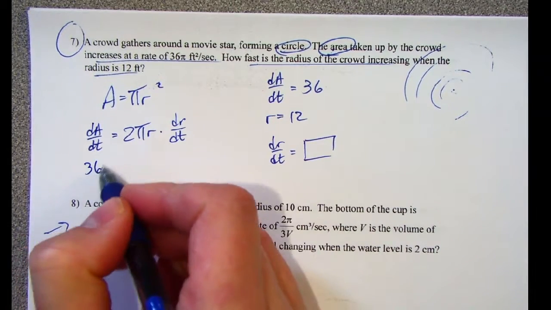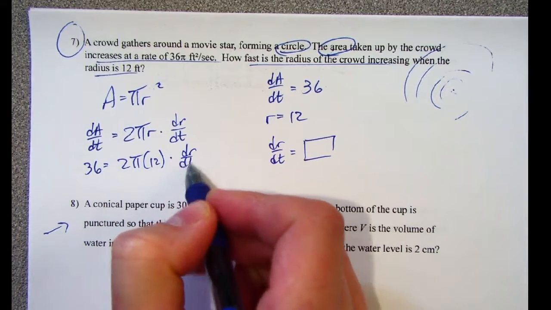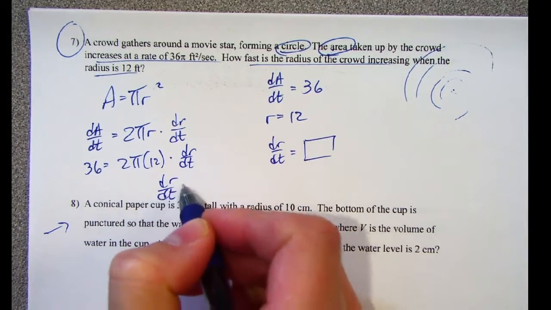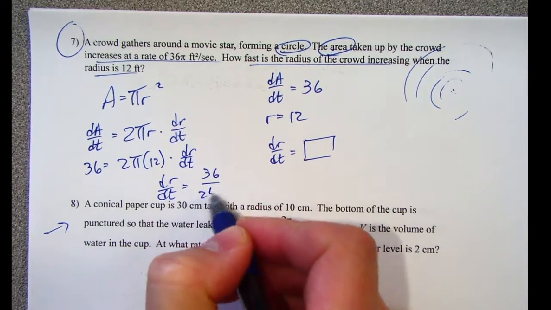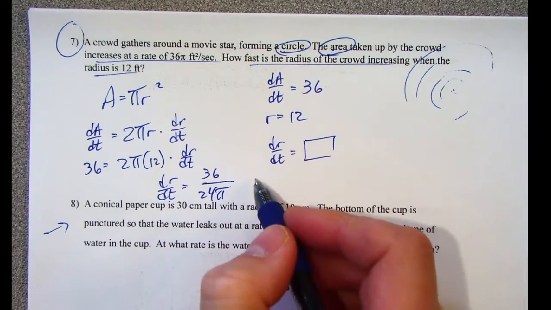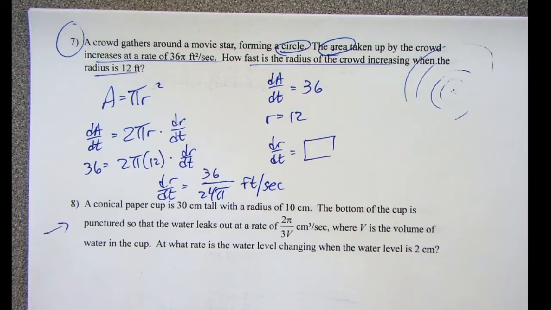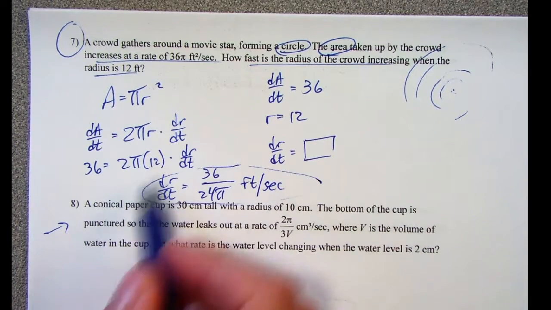And then plug in. You know this is 36. You know that's 12. So dr/dt comes out to be 36 over 24 pi. And this would be feet per second. And you're totally allowed to leave your answer with that pi in it.